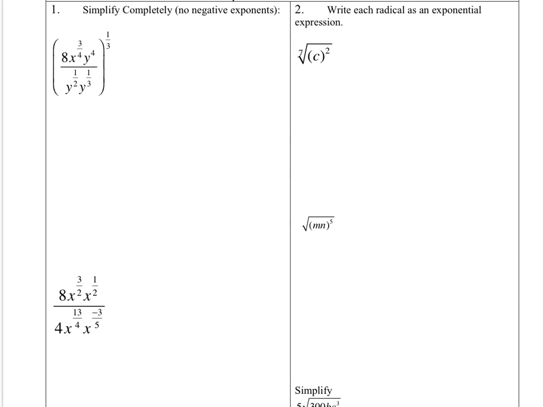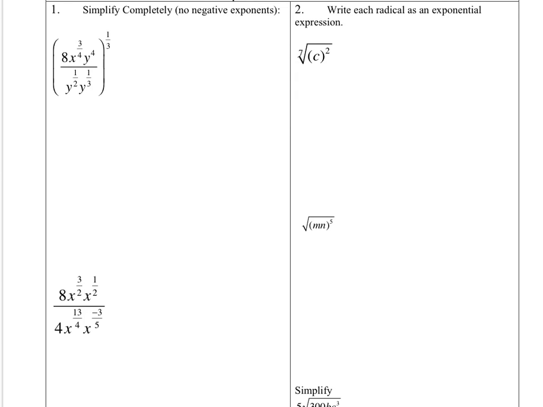First things first, we've got to simplify completely with no negative exponents. I'm going to take that 1/3 and probably distribute that to everything in there. I could also start by dealing with that division, but that has to do with common denominators, and I don't want to do that at the moment. I will in a minute, but let's see what we can do first.